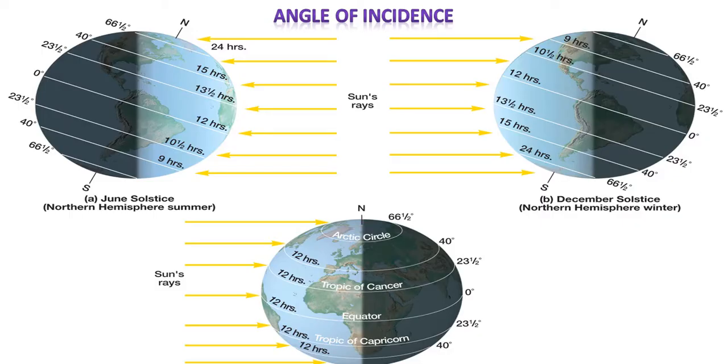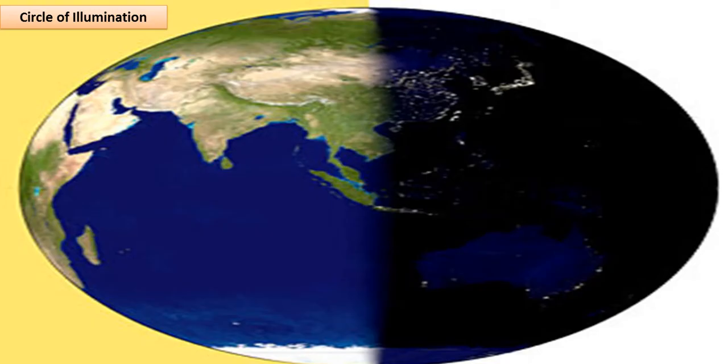Angle of incidence. It refers to the angle at which the sun rays strike the Earth's surface. The angle of incidence on the Earth's surface depends on the distance from the equator. The lighted part of the Earth is called the circle of illumination. This circle moves with the apparent movement of the sun, so that only half of the Earth faces the sun at any given point of time.